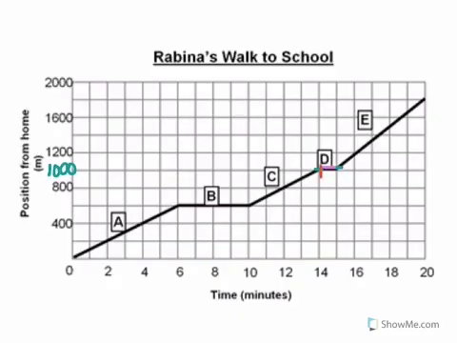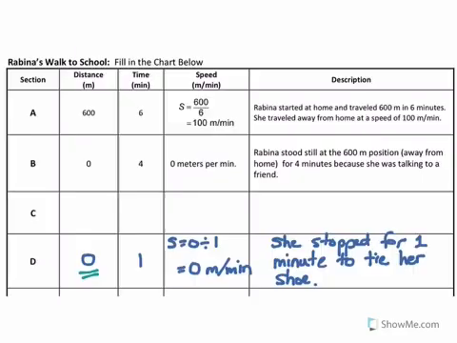How much time? Well, you started your timer at 14 and you ended your timer, what is this time? That's right, 15. So 14 to 15 is only 1 minute long. There you go, 1 minute. Divide them and then you're going to get your speed. And so 0 divided by 1 gives you 0 meters per minute, which means that she wasn't moving. 0 speed means she stopped. So I said she stopped for 1 minute, and I just said, you know, she had to tie her shoe.